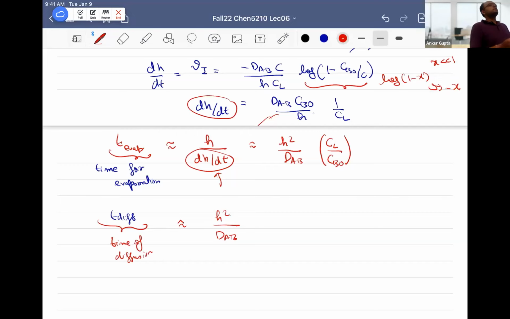Any questions here? Yes, please. Sure, absolutely. What I'm doing is using the fact that log of 1 plus x is x minus x squared by 2 plus x cubed by 3 and so on. It's like when you do a Taylor series expansion for small x. For small x, you can ignore these higher terms, and then you just say x.